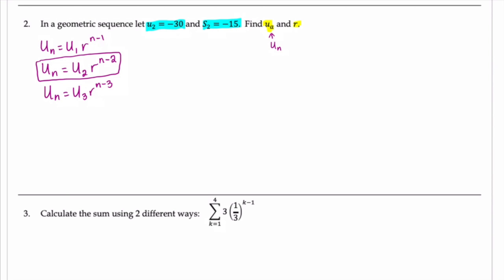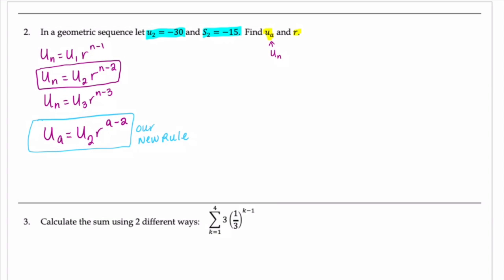So instead of writing u sub n, I am going to represent this as u sub a. So this is our rule. This is what we are going to use. So let's see how that's going to help us. I am going to plug in what we know. So we do know u sub 2. That's all I know as far as right now. I want to find r.